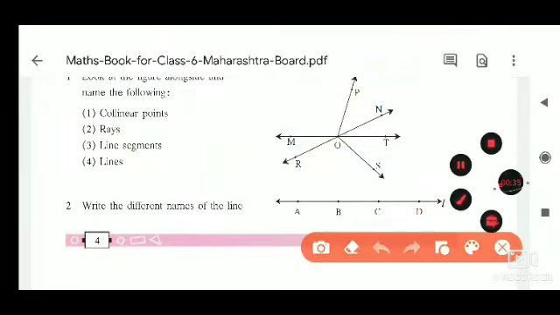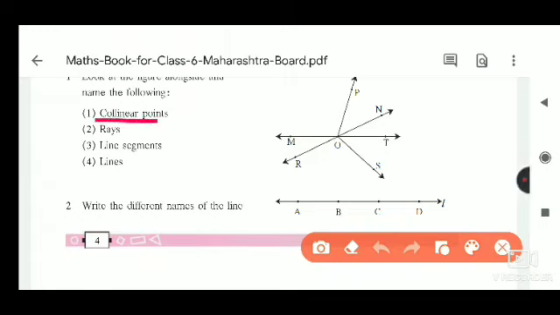Okay, so if you see here, first question: look at the figure alongside and name the following. First it is the collinear points. Which are the collinear points in this figure that we have to see. If you see the points M, O, T, they lie on one line. What is the definition of collinear points? Three or more points are on one line, or one line can pass through these points, then they are called collinear points.